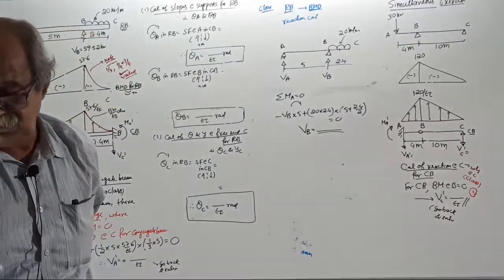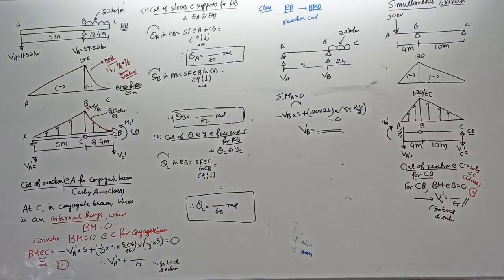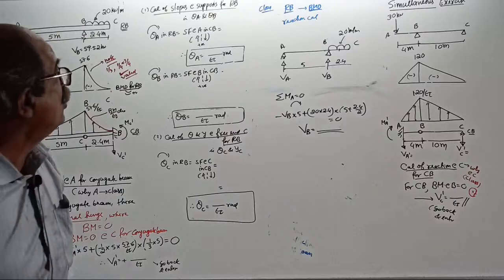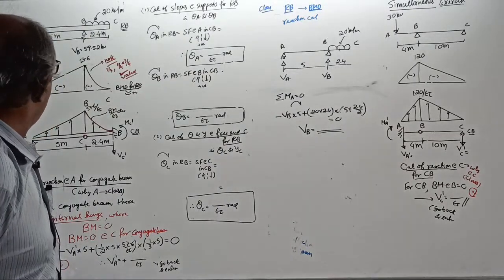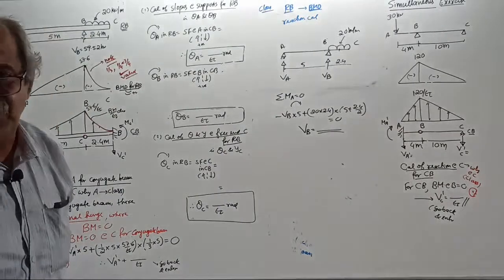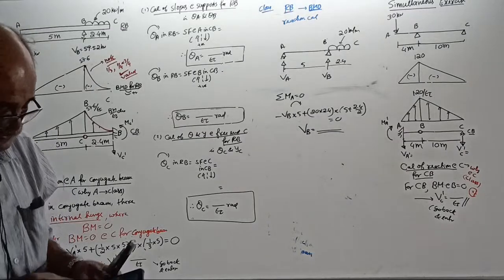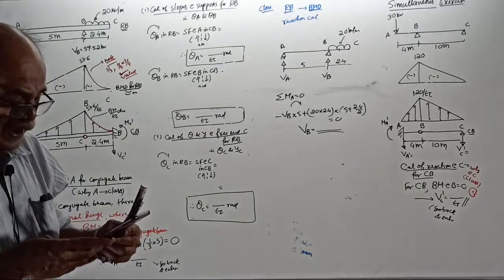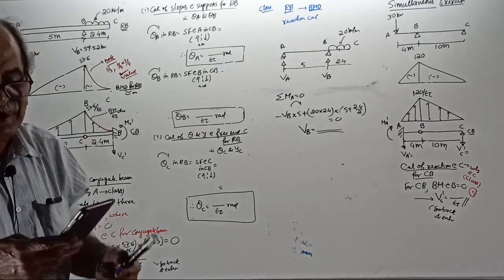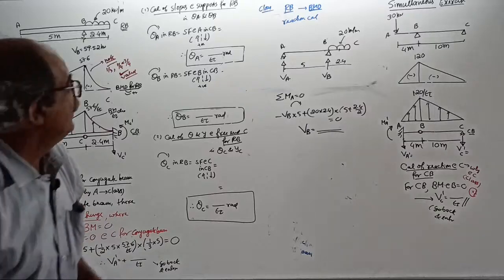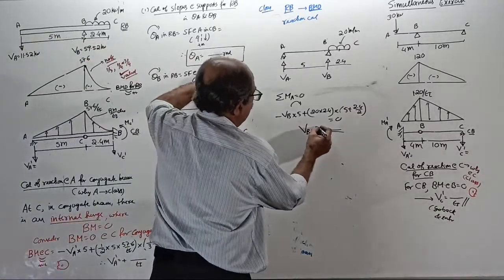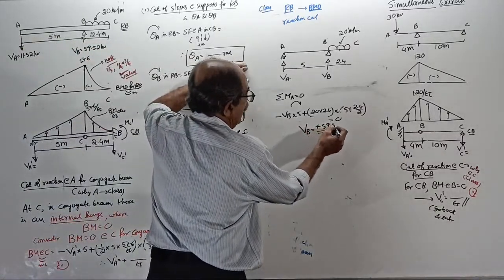Do not see the board. Answer, VB value. 59... Do you have a calculator? Which calculator are you using? 59.52. Extra 9 printed. Okay. 59.52. VB will come plus 59.52 kilonewton.